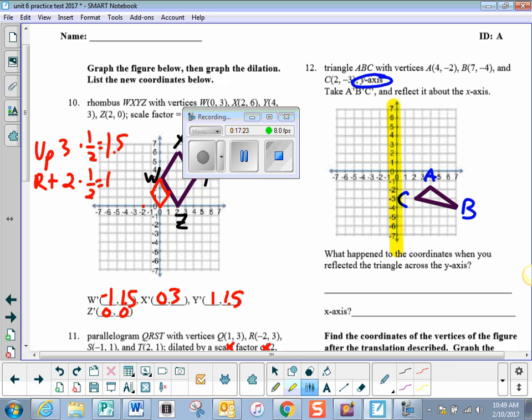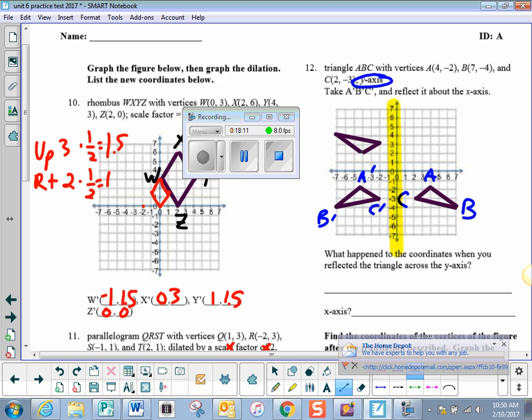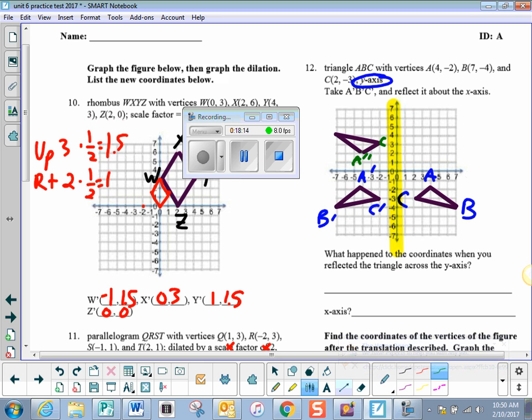So we are going to go 2 units this way, C prime. 7 units that way, B prime. And 4 units this way, A prime. Okay? Now we're going to connect those. Now it says take A prime, B prime, C prime and reflect it across the x-axis. So now this is going to be 2 up here. This is going to be 3 up. And this is going to be 4 up. Okay? And then I connect those. And I get A double prime, C double prime, B double prime.